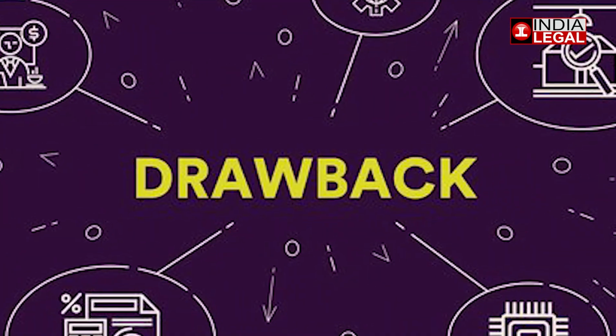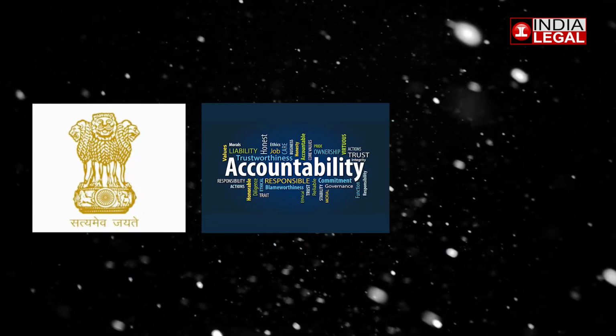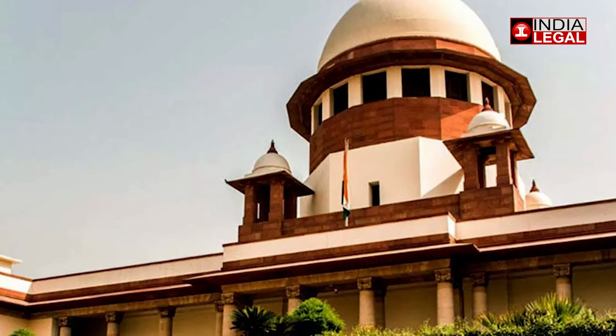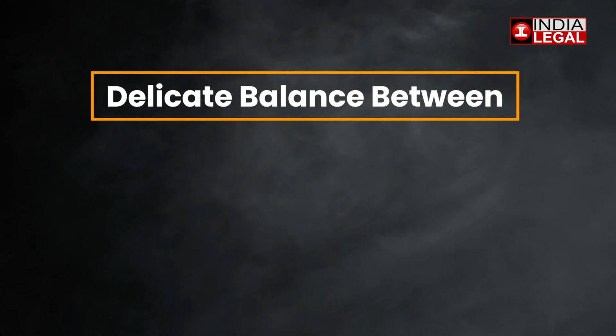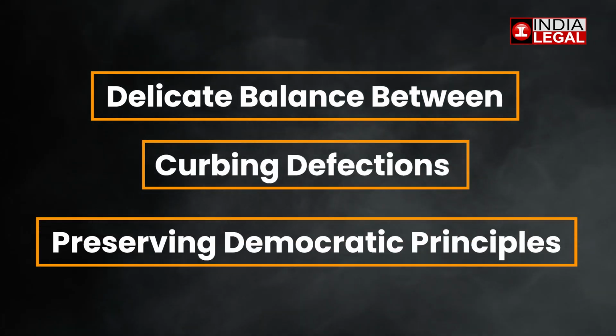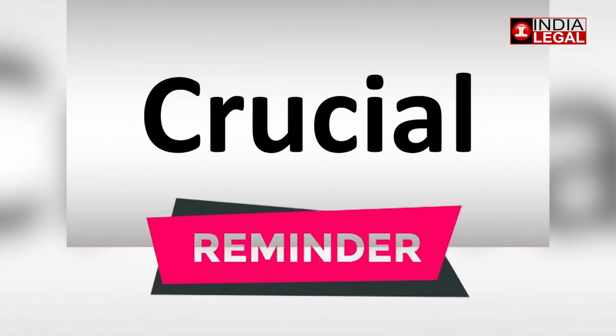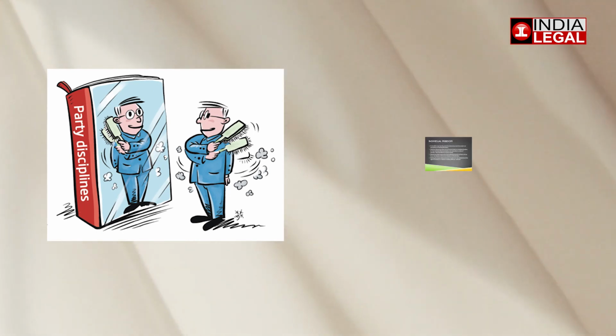Now, the limitations or the drawbacks. The first thing that comes to our mind when we talk about the limitations of the Anti-Defection Law is that it limits the legislative freedom of speech and expression. Secondly, it poses a risk to government accountability by inhibiting disagreement against the party's position. Now, the final thought is that the Supreme Court's decision strikes a delicate balance between curbing defection and preserving democratic principles. This case serves as a crucial reminder of the evolving dynamics within the Indian political landscape and the ongoing efforts to navigate the fine line between party discipline and individual freedoms.